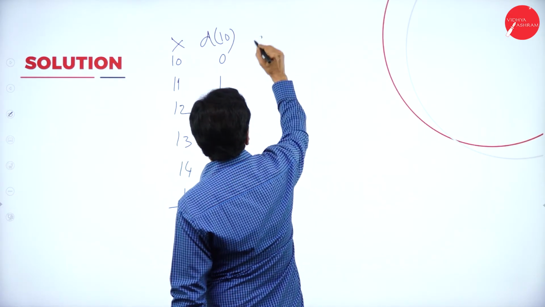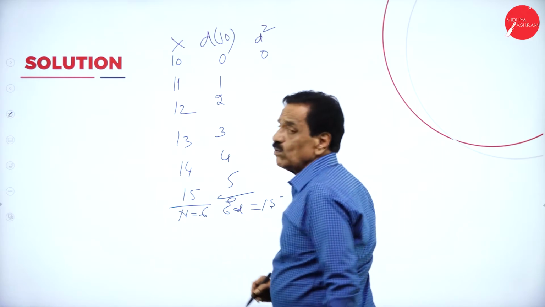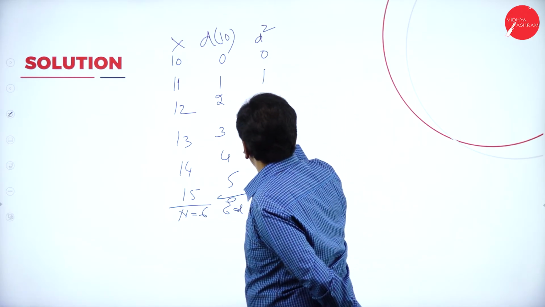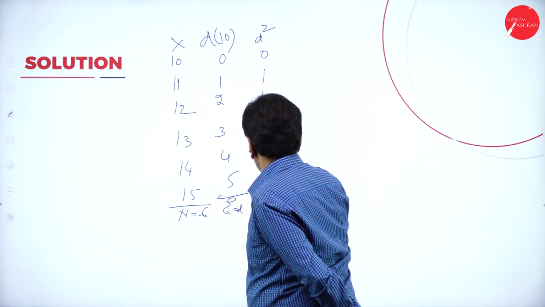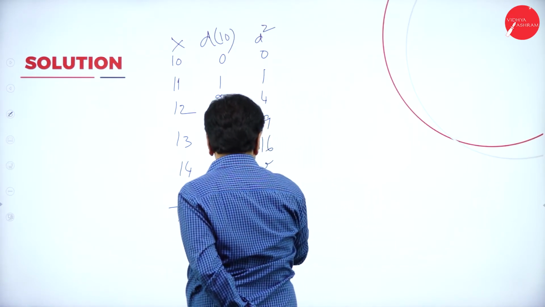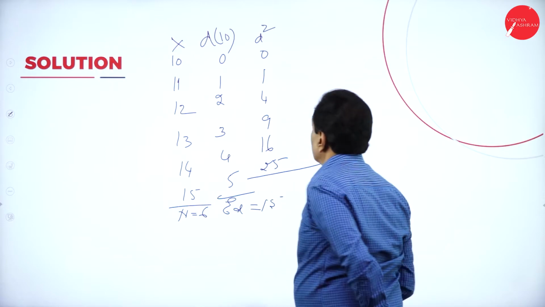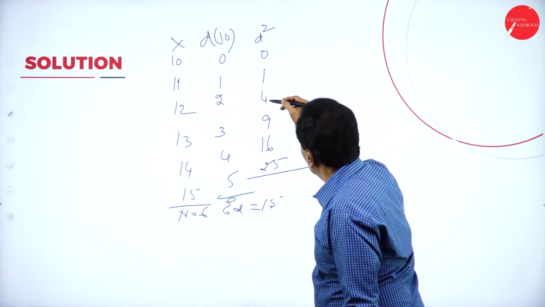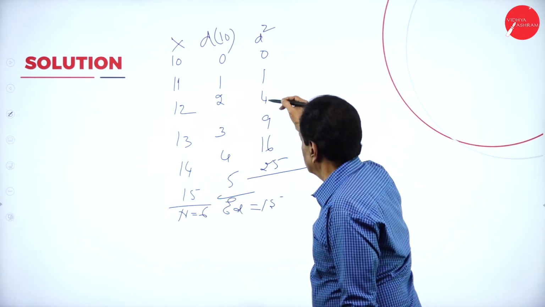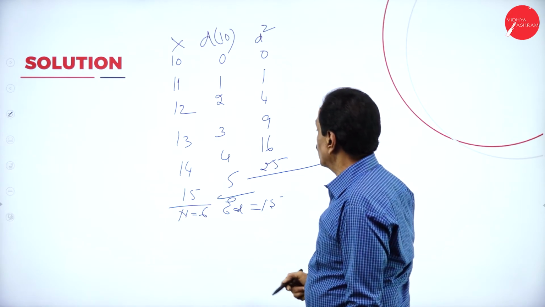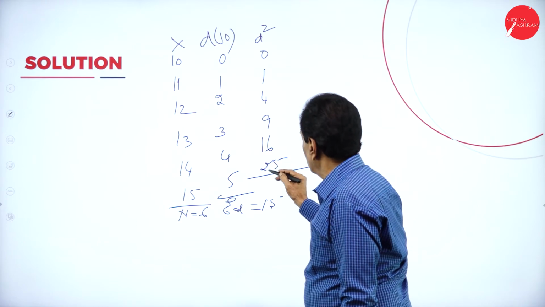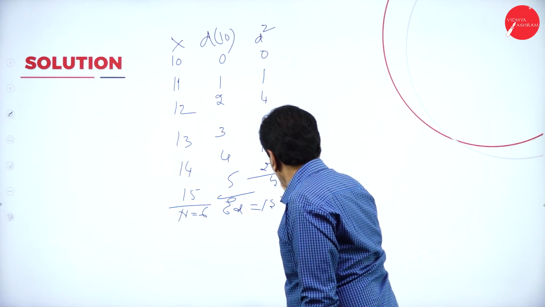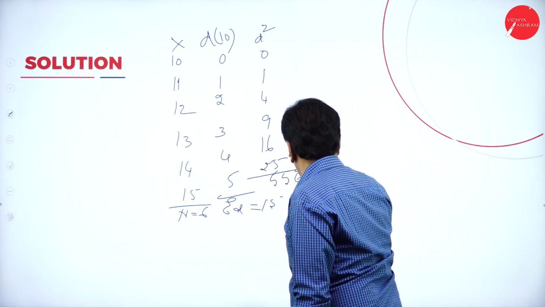Square of these numbers: 0, 1 square is 1, 2 square is 4, 3 square is 9, 4 square 16, 25. Add the figures. 1 plus 4, 5, 14, 20, 25. 2 carry. 2 plus 2, 4 plus 1, 5. It is 55. This is sigma D square.